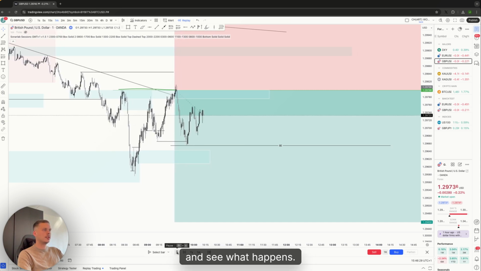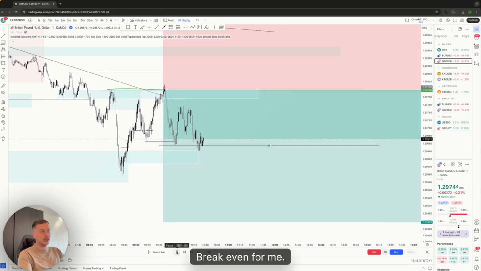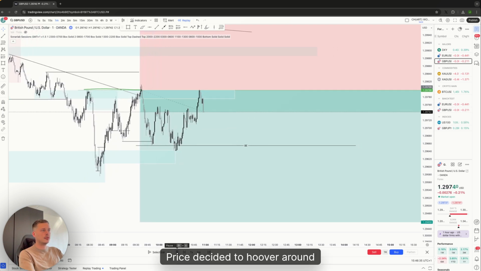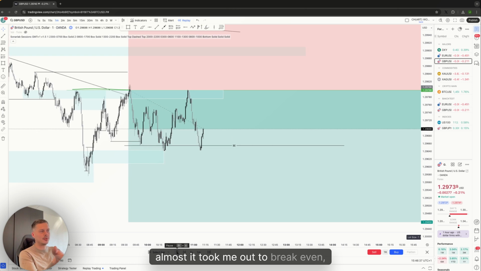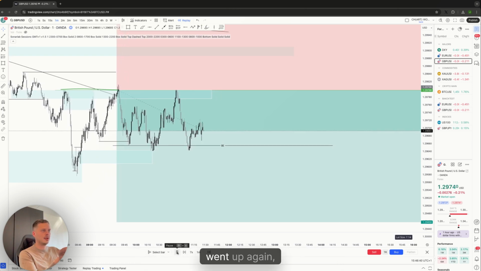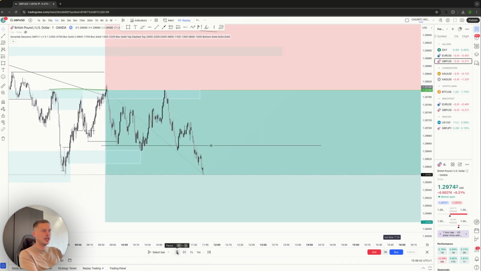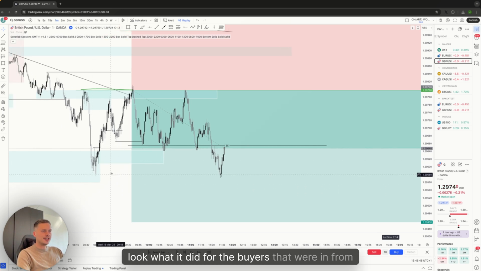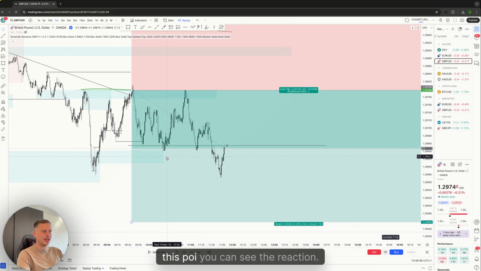You can see what happens. Break even for me. Break even got hit. Price decided to hover around. Almost, it took me out at break even. Went down again. Went up again. Complete sideways. Melted towards the downside. And look what it did for the buyers that were in from this POI. You can see the reaction.